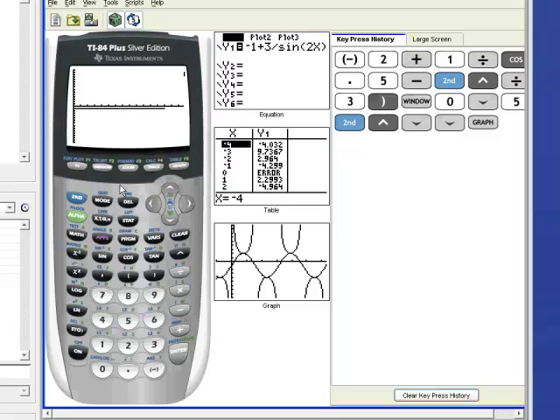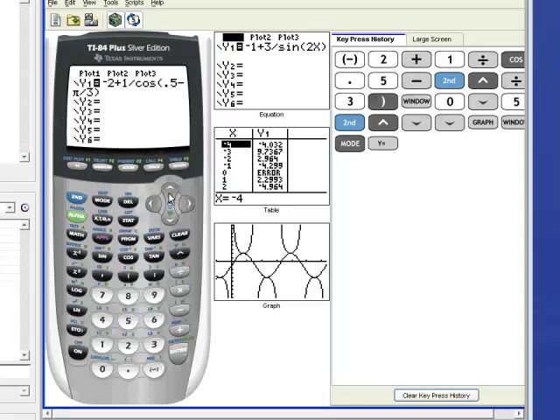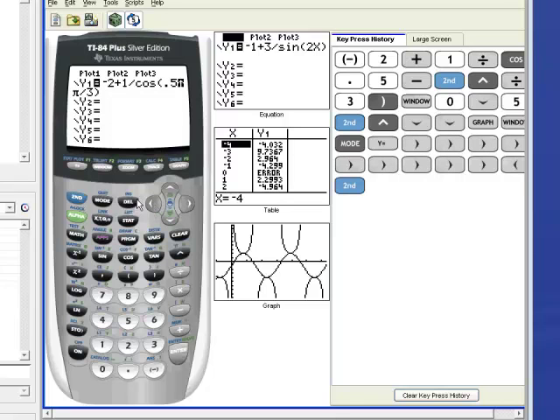Okay, that kind of looks like I made a mistake somewhere. Let me check the window setting. I'm okay on the mode. What did I do wrong? Oh, this is what I did wrong. I forgot the x. Put the x in there, right there. I just calculated one cosine value and that was it. So there we go.